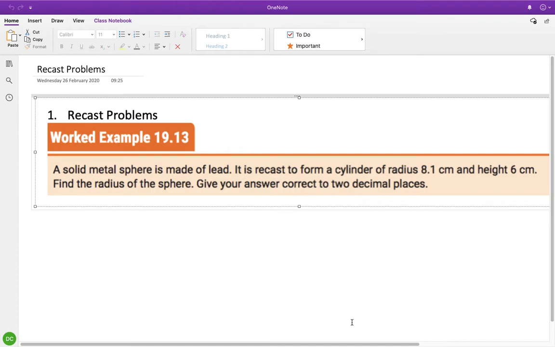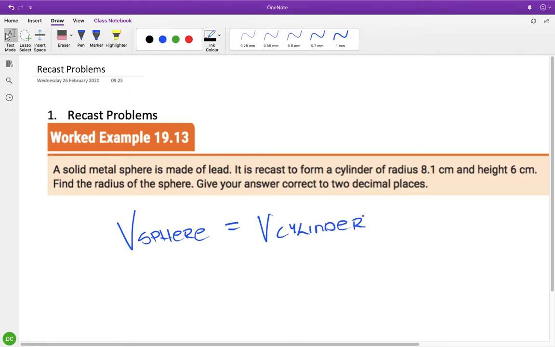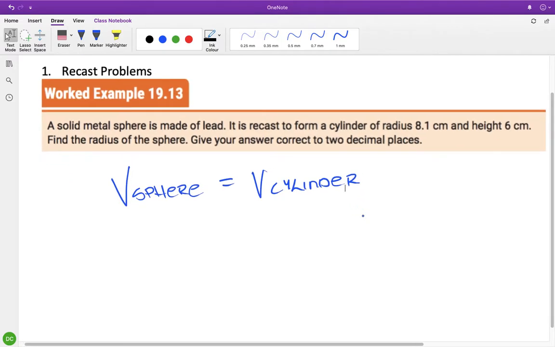So I suppose the first thing that we want to note is that the volume of the original sphere, so whatever volume of lead is in the sphere, is going to end up in the cylinder. They don't tell us otherwise, so we can assume that all the lead that's in the sphere goes into the cylinder. So that's it written in English. Now we need to write it in maths. So we find the formula for the volume of a sphere, which is 4/3 pi r cubed, and the formula for the volume of a cylinder, which is pi r squared h.